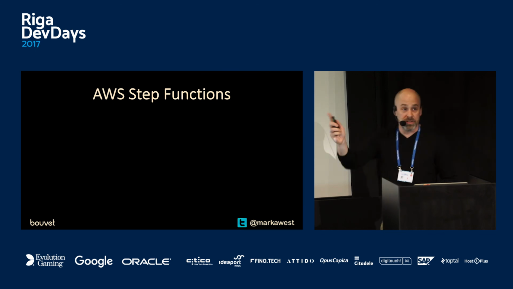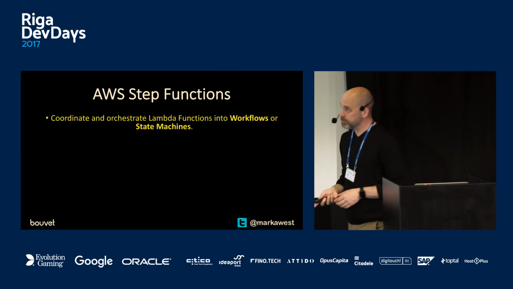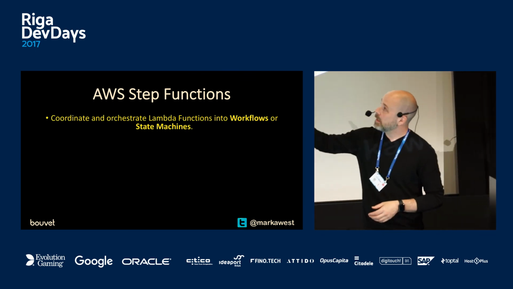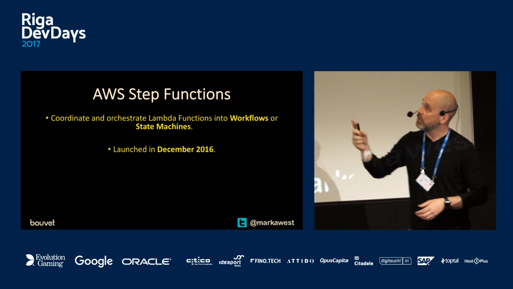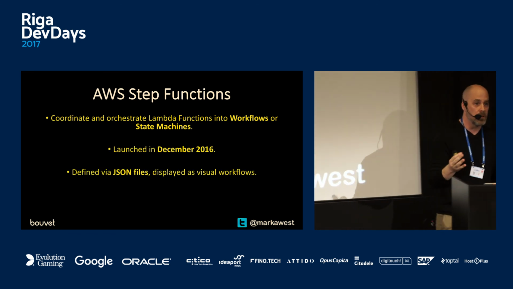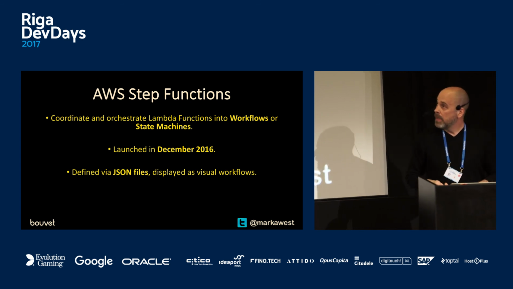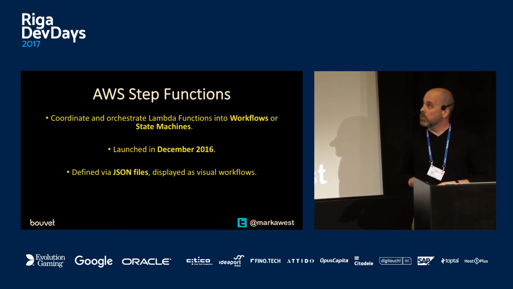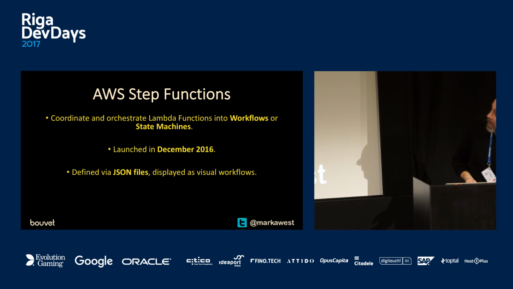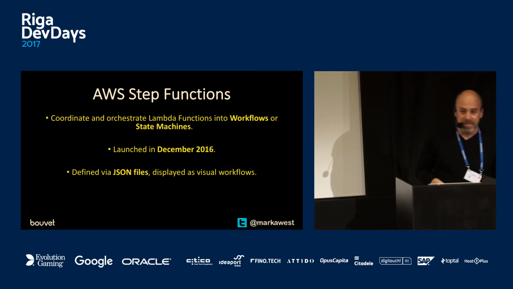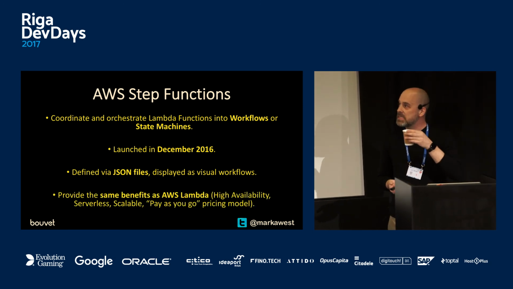All right, step functions. So step functions are basically used for orchestrating and coordinating Lambda functions into workflows or state machines. And they're relatively new as well, launched in December. And they're defined using JSON files. So you write a nice little JSON document with your states and your transitions between the states.